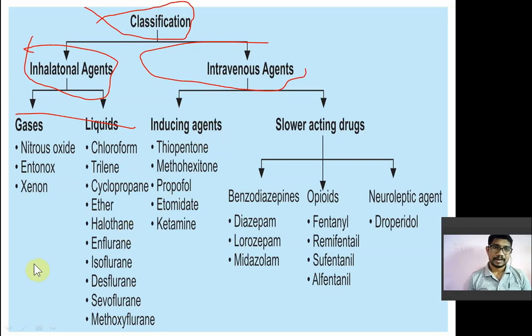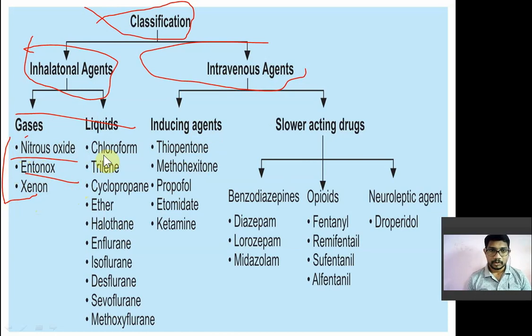In case of gas, there is nitrous oxide. Then there is entonox, which is a mixture of nitrous oxide plus oxygen. Then xenon gas is there. These three are the gases. From these, nitrous oxide is known as the laughing gas.